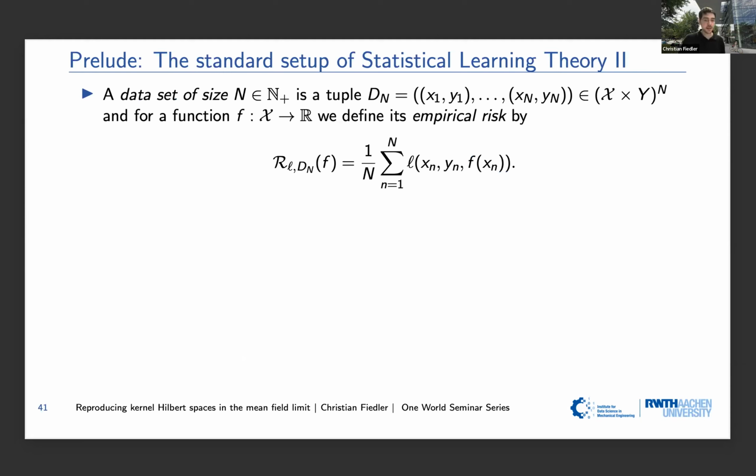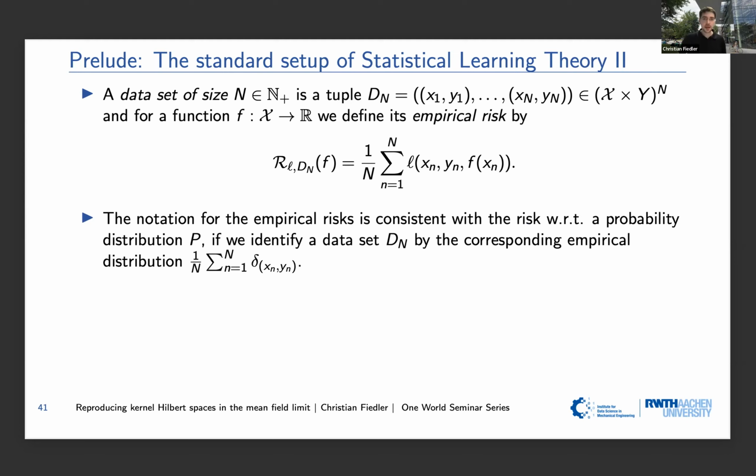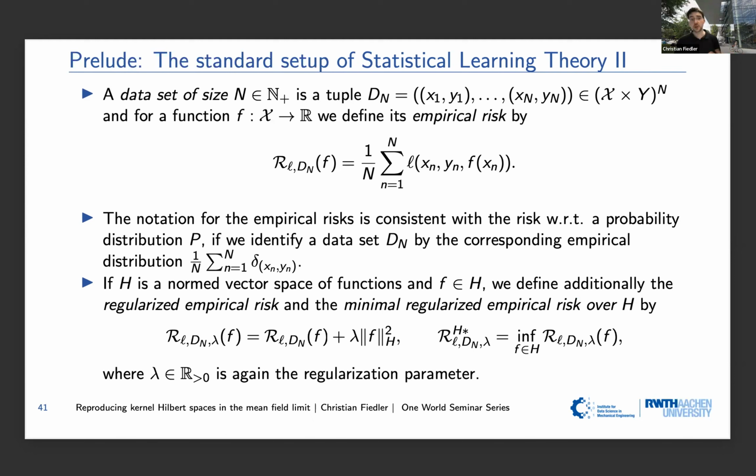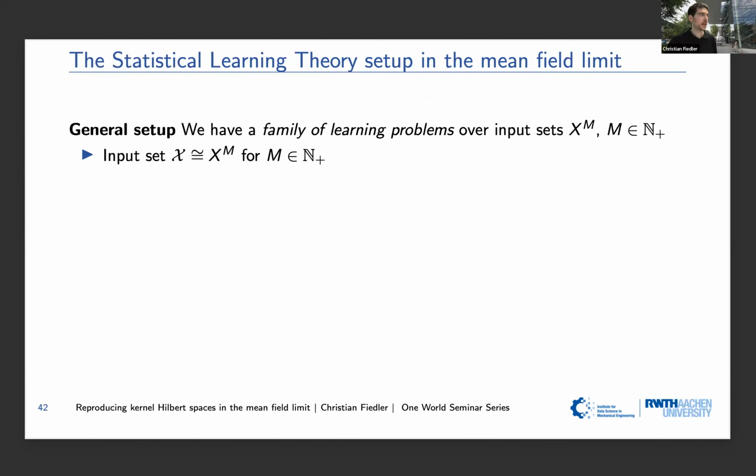We have an analogous setup for a data set, which is nothing else than a tuple of input-output pairs. The corresponding empirical risk is basically just the average of a given function evaluated over this data set, with loss measured by our loss function L. This notation is consistent because we can interpret every data set as a corresponding empirical distribution. And finally, we have the corresponding notions of regularized empirical risk and regularized minimal empirical risk.